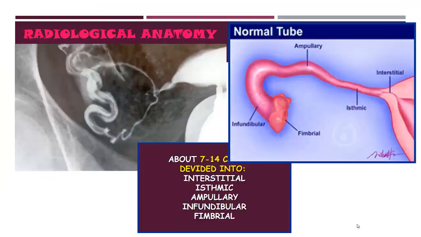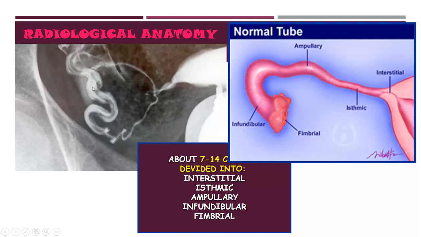So the gold standard for imaging the fallopian tube is hysterosalpingography. Note here how nicely the fallopian tube is well delineated. This is the interstitial part of the fallopian tube, the isthmic part, and the ampullary part. Here in the figure you see the different parts of the fallopian tube.